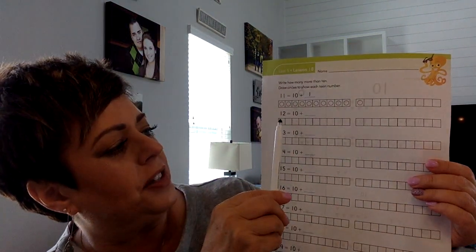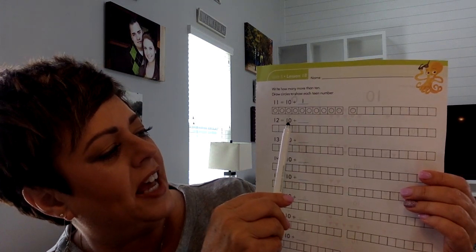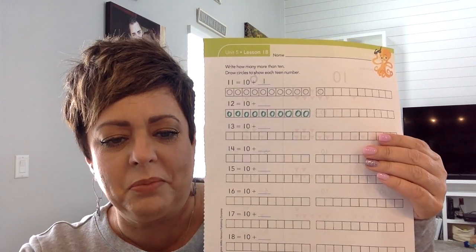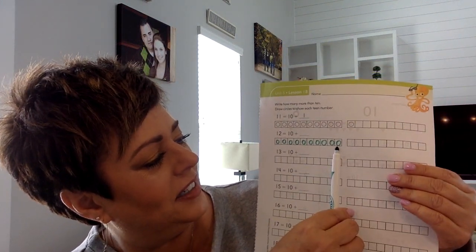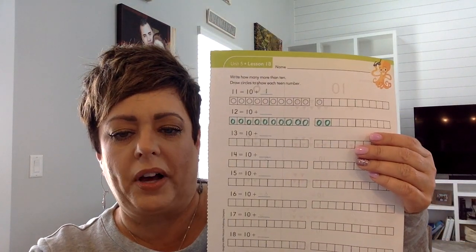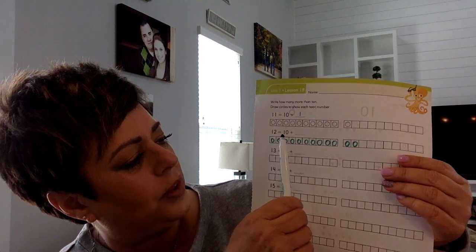So if we're thinking about the number 12, we need 10 plus how many more? So let's go ahead and do our 10 circles. 1, 2, 3, 4, 5, 6, 7, 8, 9, and 10. We have our 10 circles. How many more circles do we need to make to show 12? So we put our finger along here and we slide it and we say 10, 11, 12. So we need 2 more circles to show 12. So now we know 12 equals 10 plus 2 more.